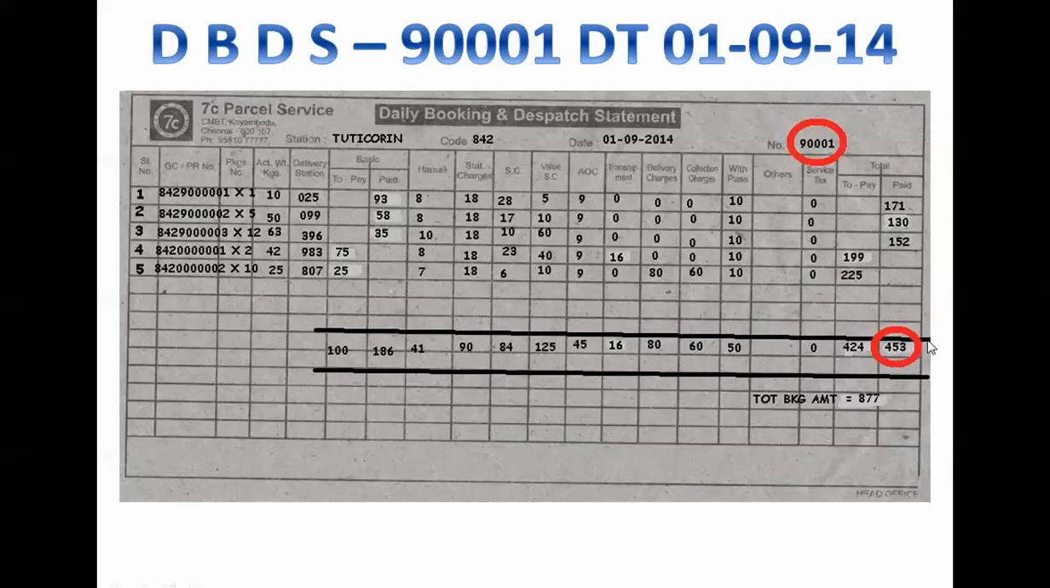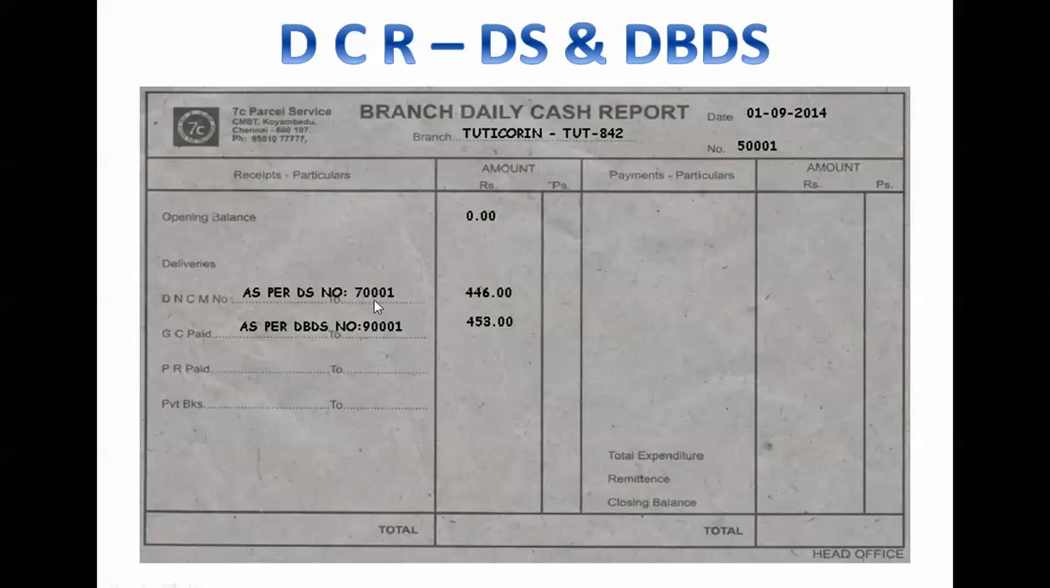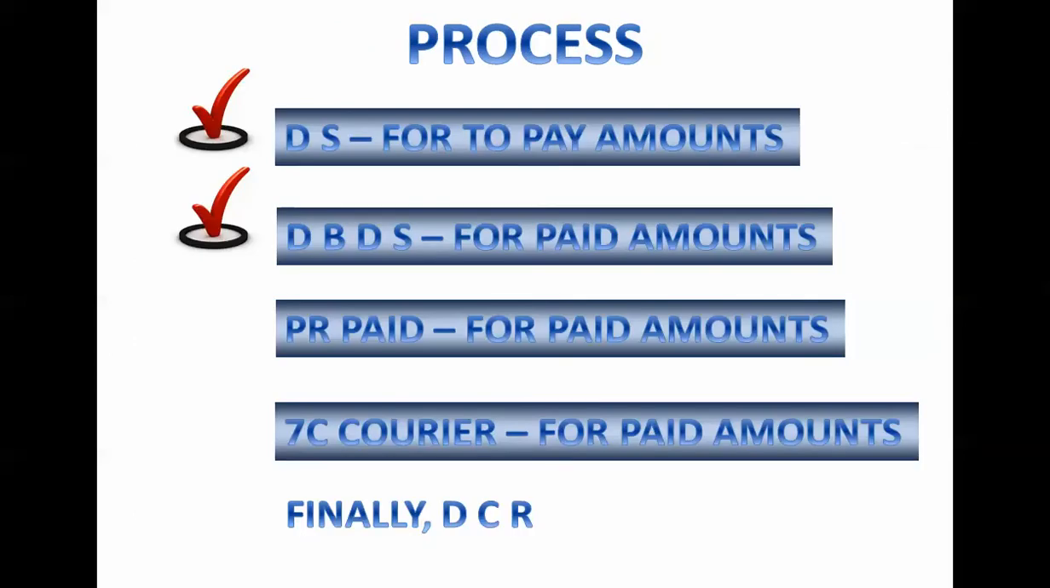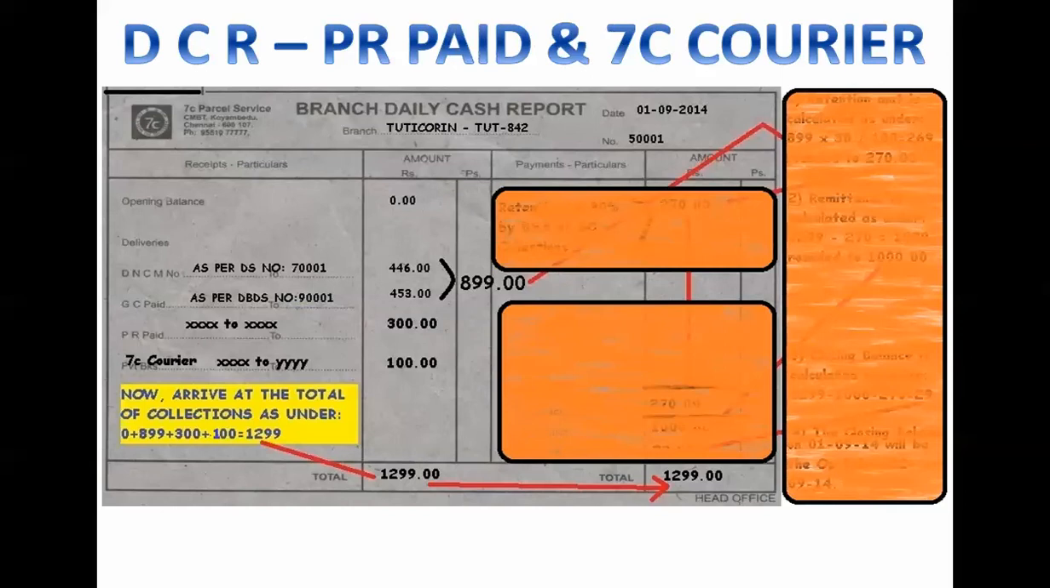So let's go to the DCR and enter these amounts here. GC paid as per DBDS number 90001 is 453. I hope this part of the DCR preparation is clear. In the next part, we will enter the amounts received by the booking station, that is Tuticorin, for booking PR paid consignments and 7C courier. In a similar fashion, he will enter these details here: PR paid from so and so to so and so number 300 rupees, and for 7C courier paid bookings from so and so number to so and so number 100 rupees, and then he will make a total of 1299.